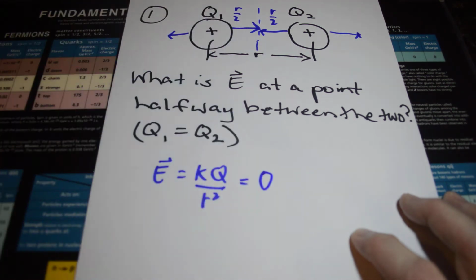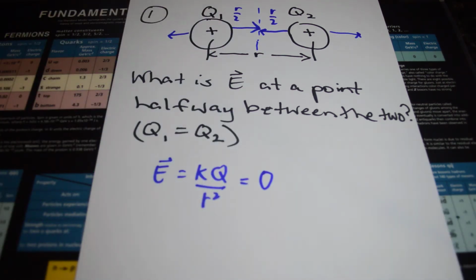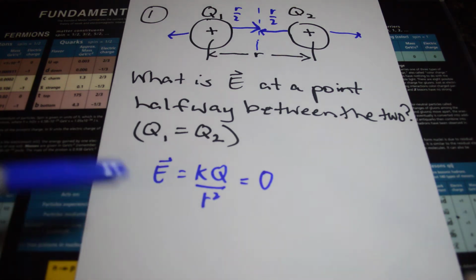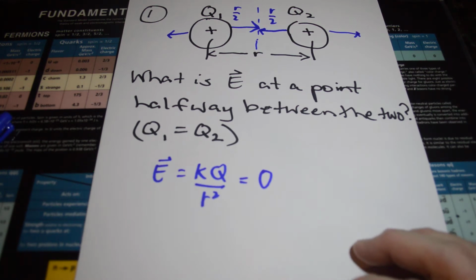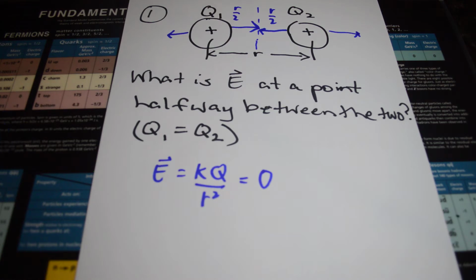I think the overall electric field between the two halfway has to be 0, because they'll both have KQ over (R over 2) squared, and they should cancel each other out because there's the same magnitude of charge on each. Hope that makes sense.